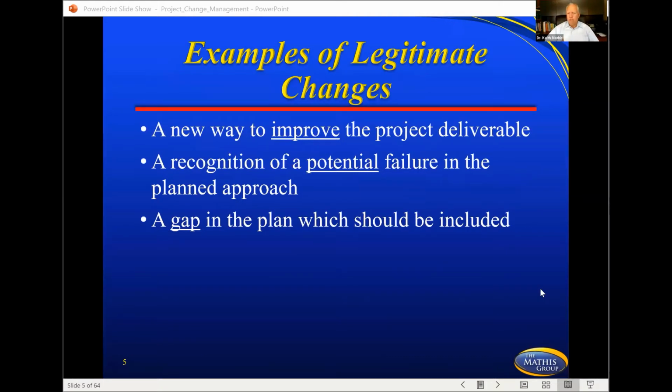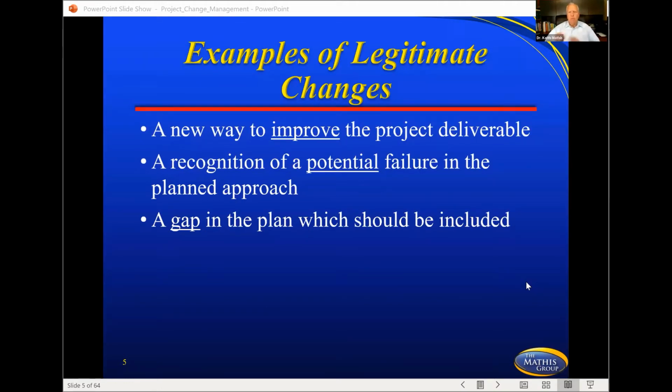So this is normal, and this is part of project management. There are things that happen. So when you come across these, you're going to have a legitimate change request that's going to go through a change control process, which we'll show you in just a moment.